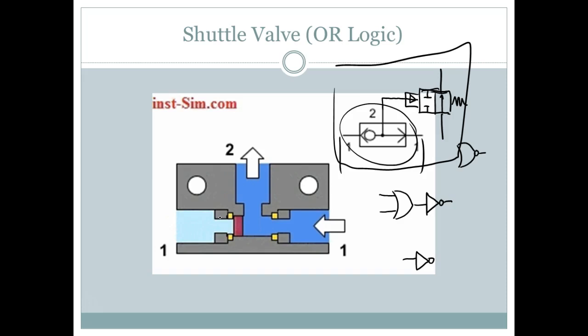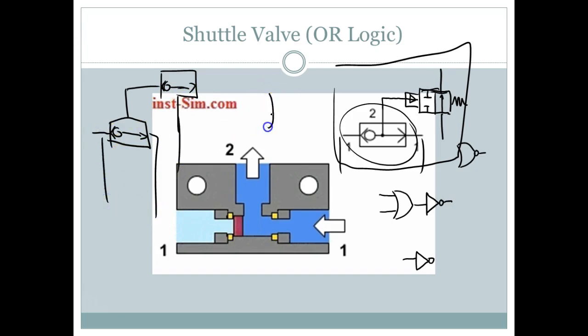And how would I create 3 inputs? That's what's so neat. I could come up here and have one shuttle valve. Of course, it takes a little more work. So I could have one shuttle valve, and then I could have this feeding the input of another shuttle valve. And then this would be this guy right here. That would be a 3-input OR.